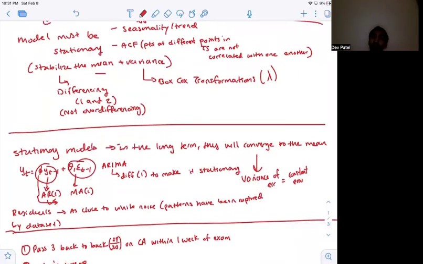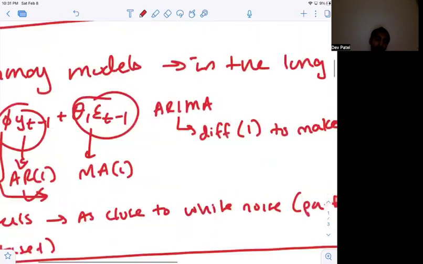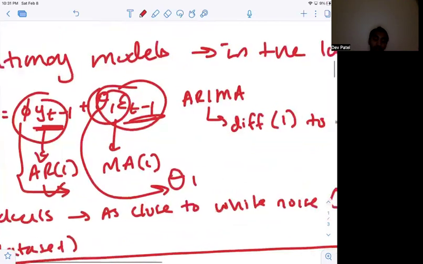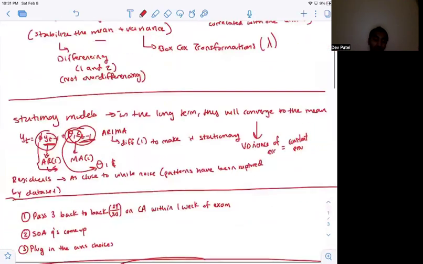So for AR, how much weight do we want to give to the last observation, the second observation, the third observation, and so on. For moving average, how much weight do we want to give to the last error, the second to last error, the third to last error? So the weights on how much we want to give to each of these errors and these previous observations, that's the parameters for both MA and AR.